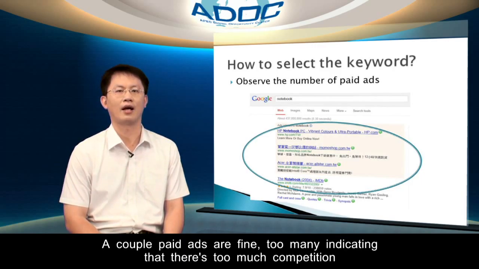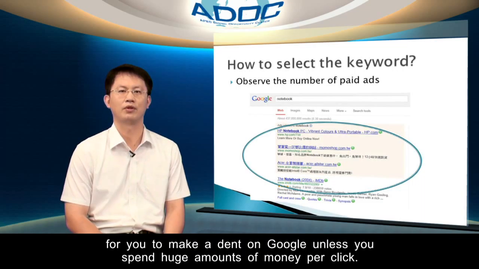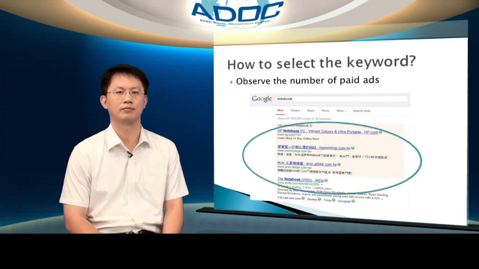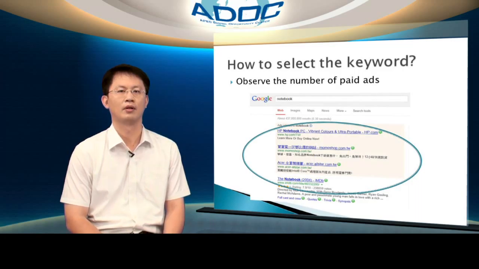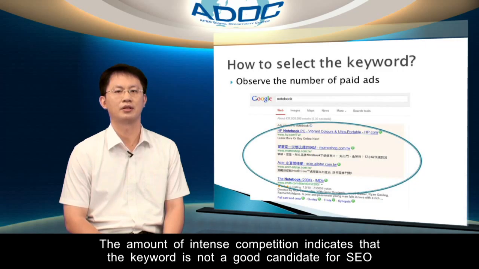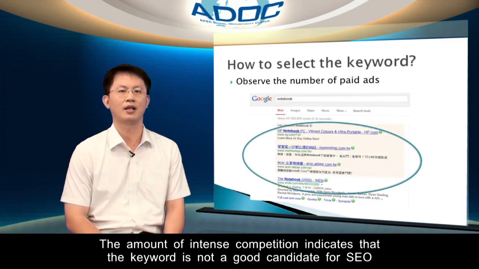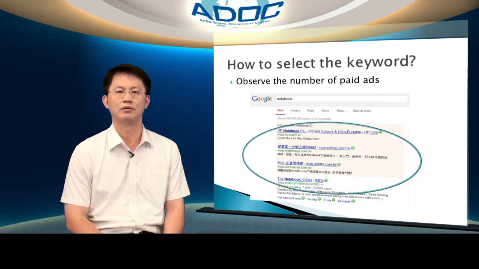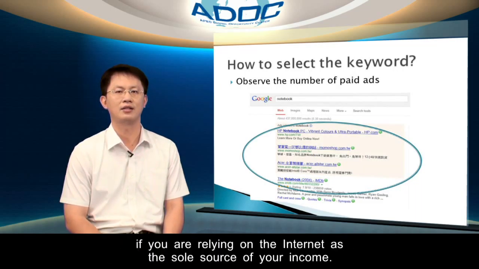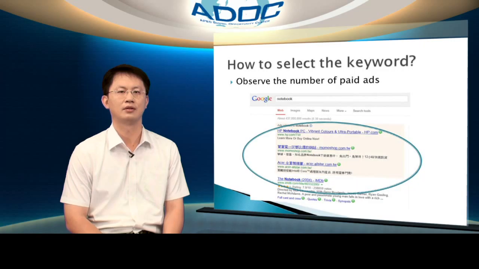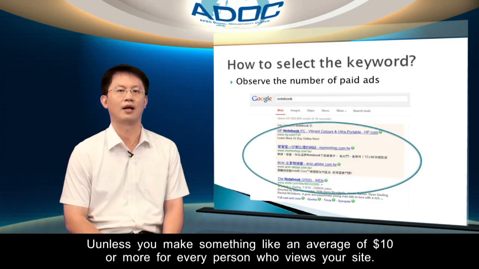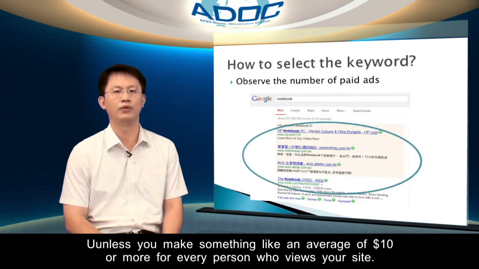Too many indicates that there is too much competition for you to make a dent on Google unless you spend huge amounts of money per click. The amount of intense competition indicates that the keyword is not a good candidate for SEO if you are relying on the internet as the sole source of your income, unless you make something like an average of $10 or more for every person who views your site.